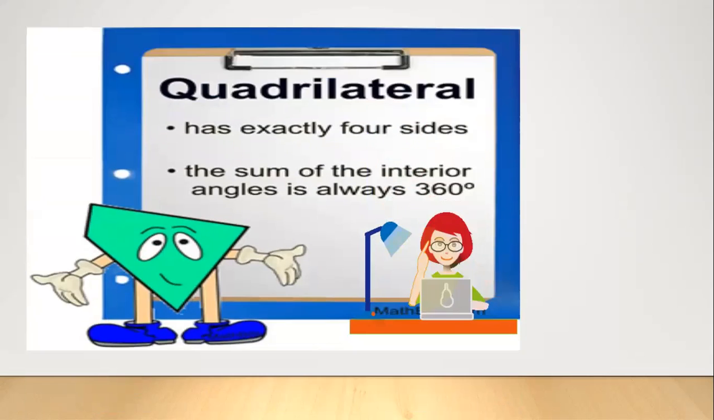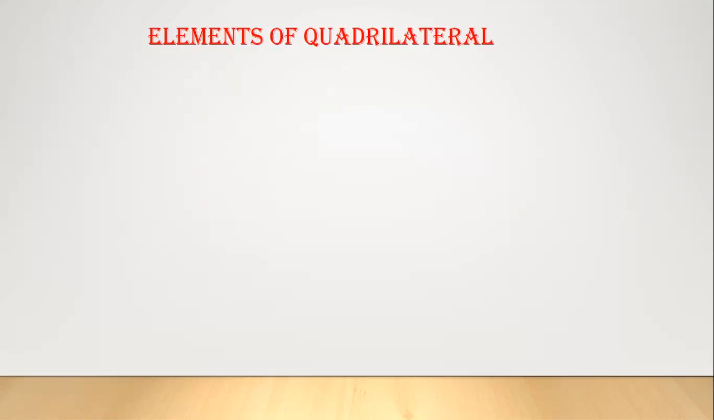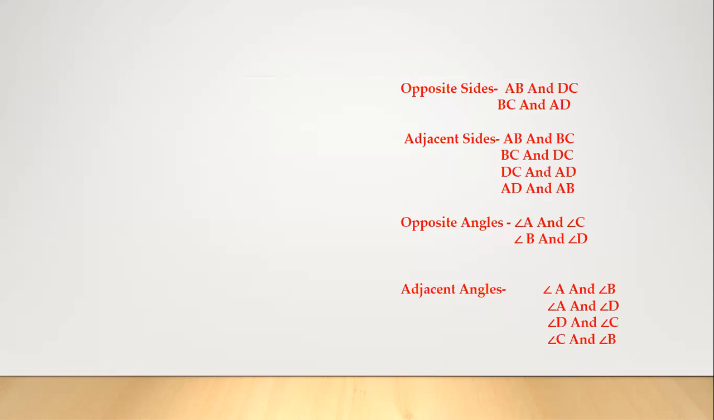Then quadrilateral. A quadrilateral always has 4 sides, and the sum of the interior angles in a quadrilateral is always 360. So these are examples of quadrilaterals. These all are quadrilaterals because these all have 4 sides. What are the elements of a quadrilateral? In a quadrilateral, there are 4 sides, 4 angles, and 2 diagonals. AB, BC, CD, and AD are the sides. Similarly, A, B, C, D are the angles, and AC and BD are the diagonals.